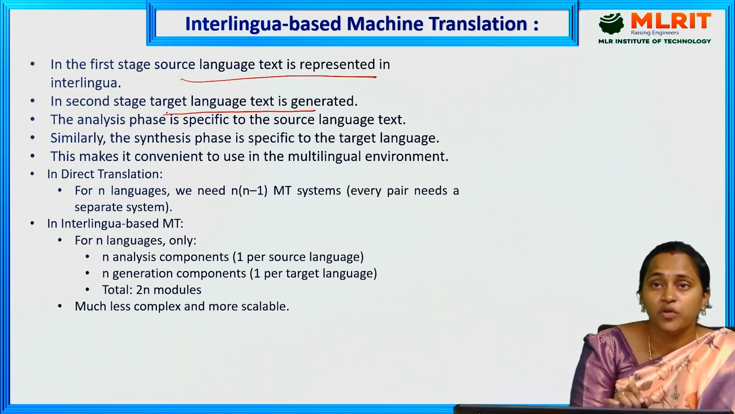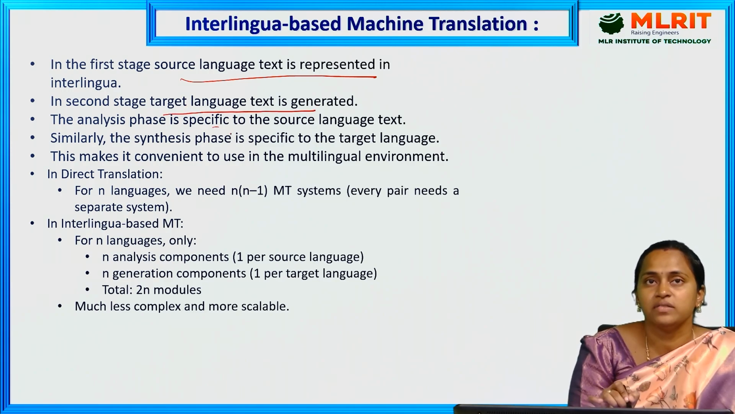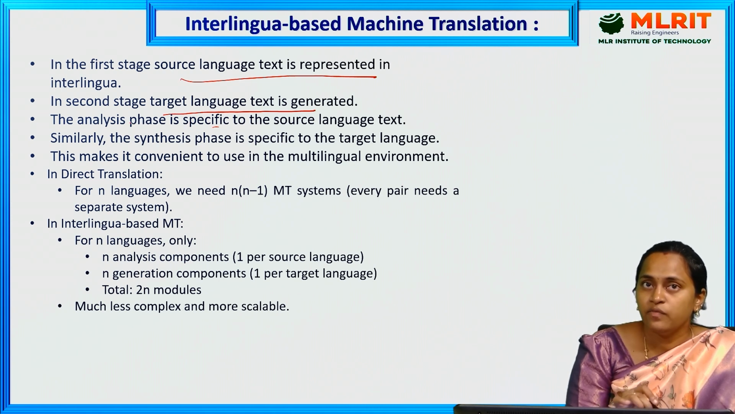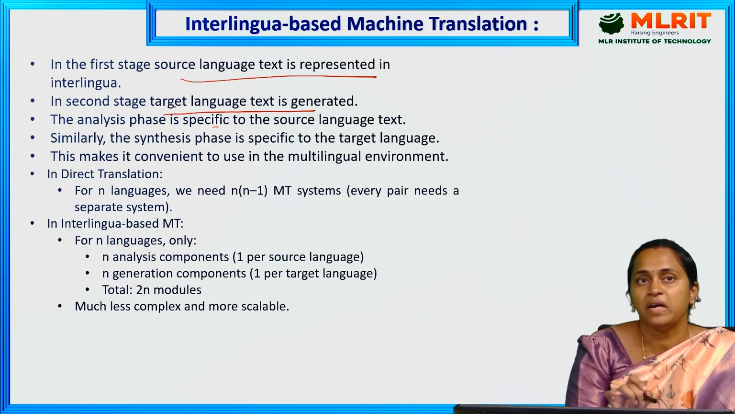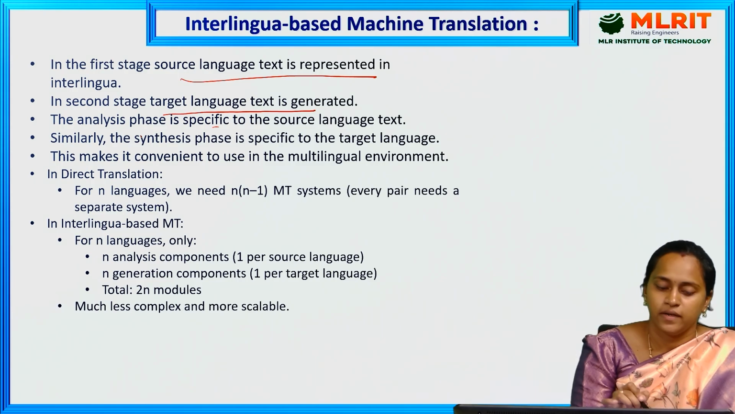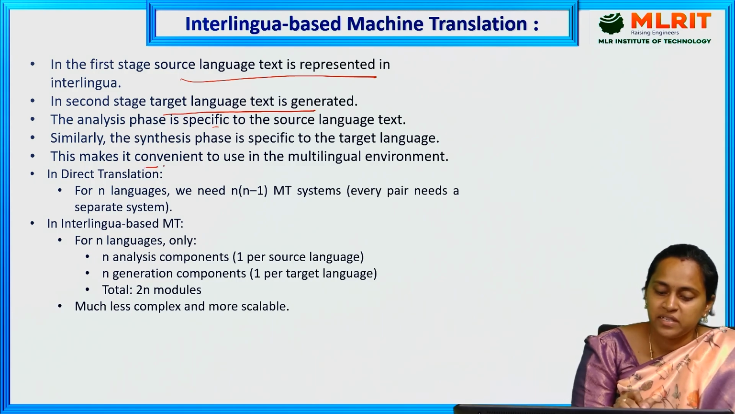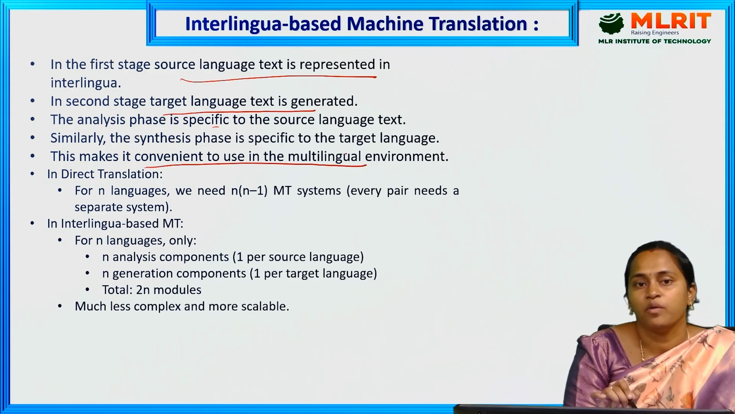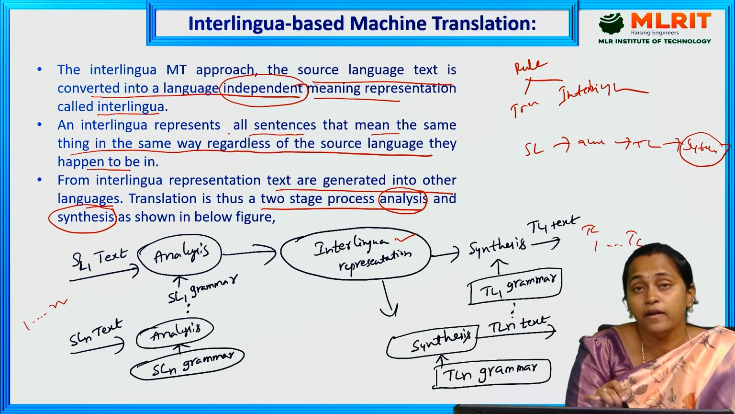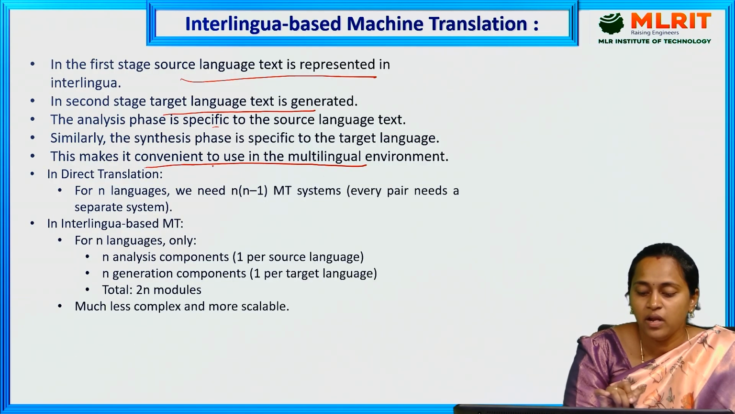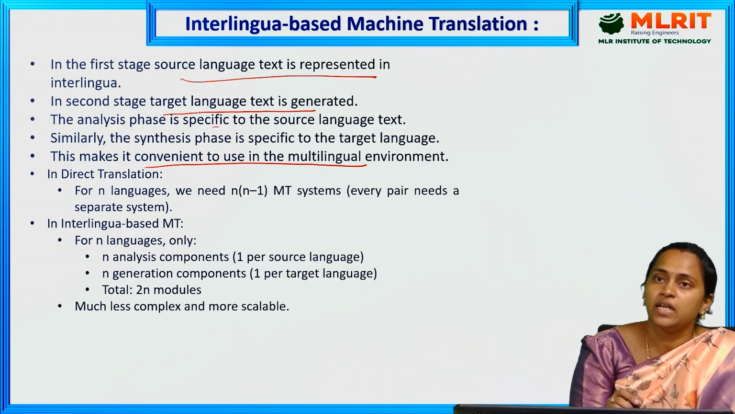In analysis, what we do is specific to the source language text. That means we analyze the sentences, go through the dictionary and verify them. After that, the target language is generated. After synthesis and rearrangement, the final target language is generated. So this makes it convenient and easy for a multilingual environment. That means we are transferring 1 to n texts, right? It creates the multilingual environment.